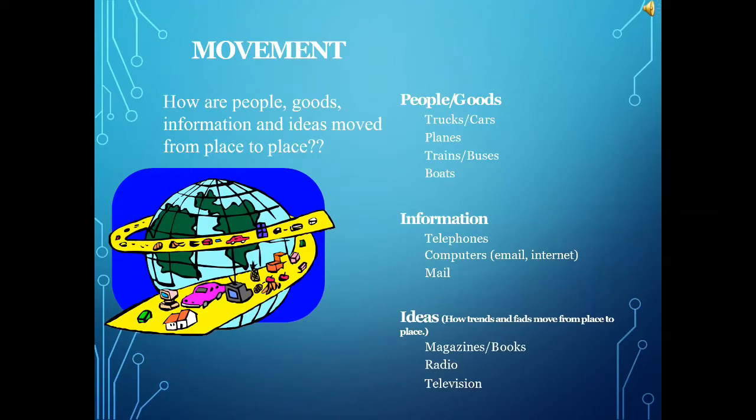The question movement answers is the how question. So in other words, how are people, goods, information, and ideas moved from place to place? Examples of this are, with people and goods, you have trucks and cars, planes, trains, buses, boats, everything in between, as long as it gets it to and from A to B, A to Z, when you're trying to move something.